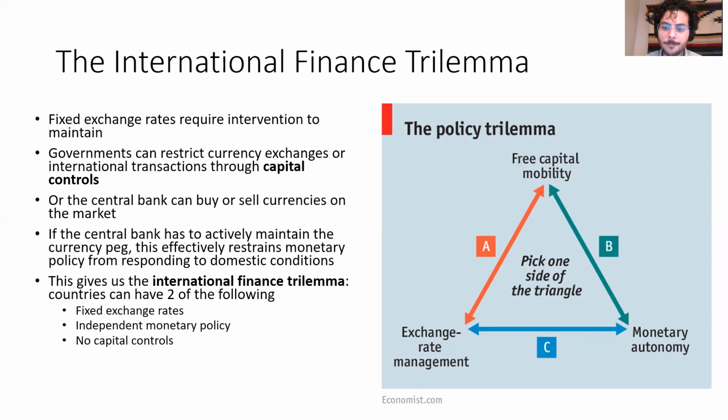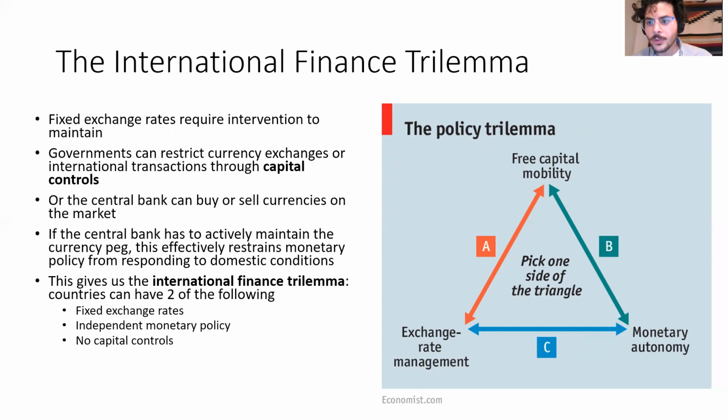Or, if you don't have capital controls, then the central bank is going to have to buy or sell currencies on the market to maintain the fixed exchange rate. If the central bank has to actively maintain the currency peg by doing these open market operations, this effectively restrains monetary policy from responding to domestic conditions.